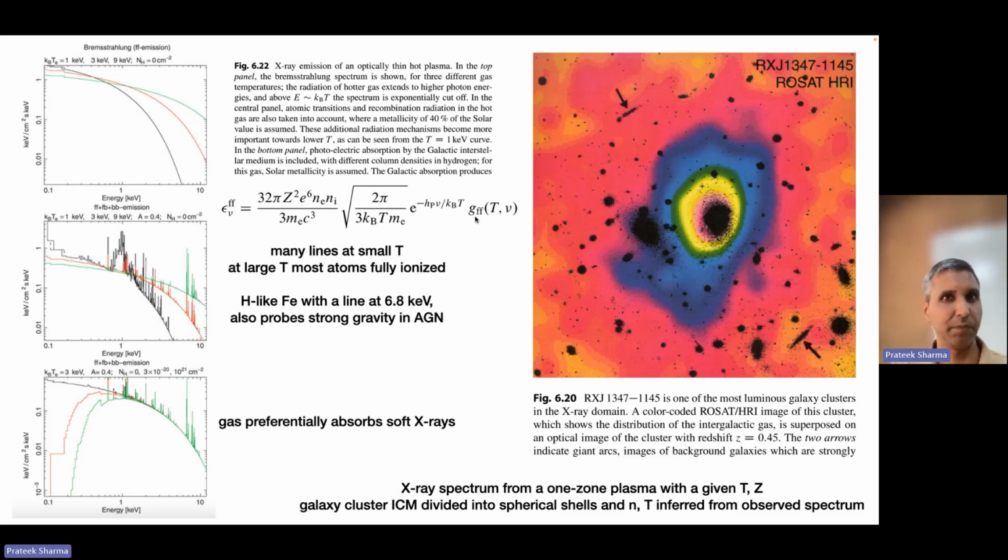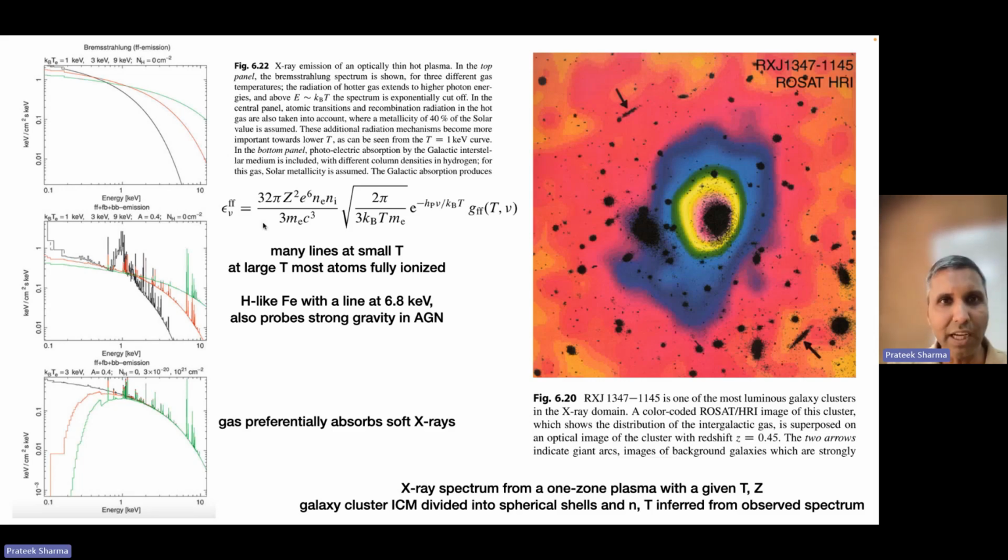goes like this. Okay, so the most important thing to remember is that there is this exponential cutoff at higher frequencies. You see this here in the spectrum. There is a cutoff at higher frequencies. That happens when h nu is of order kT. So that's why the higher temperature plasma has a cutoff at higher frequency or higher energy, right? h nu equals E. This is plotted as a function of E.